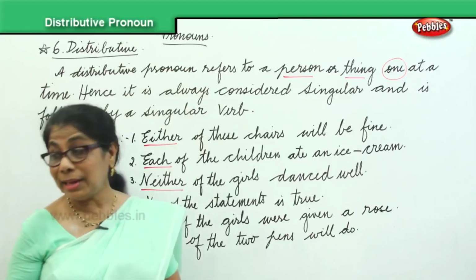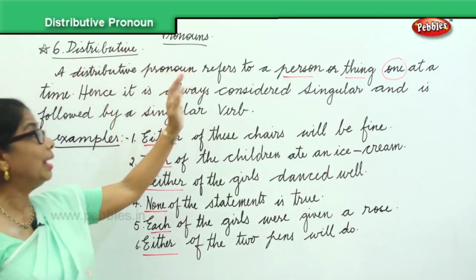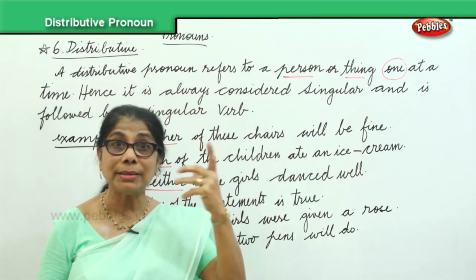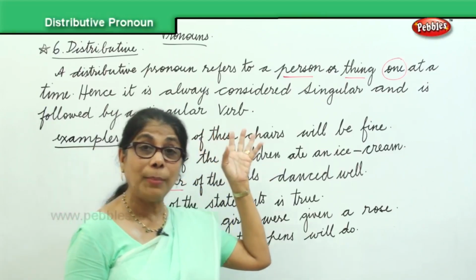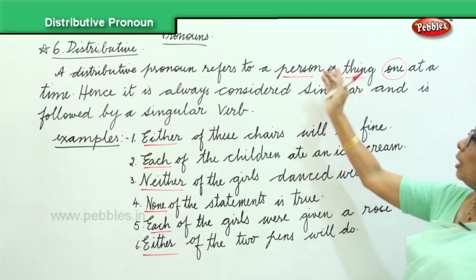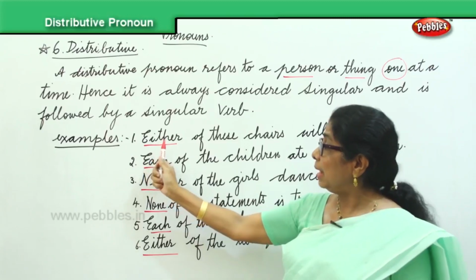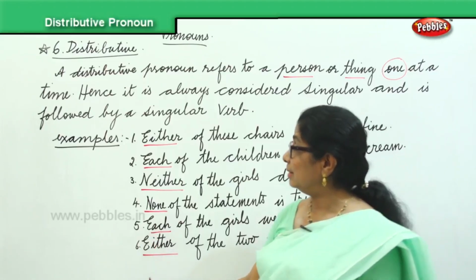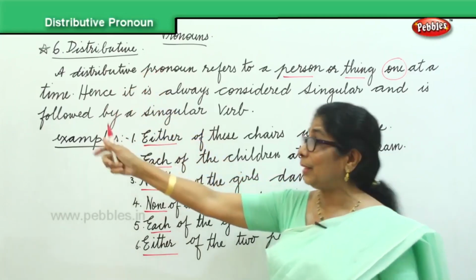So, we are talking about distributive pronoun. A distributive pronoun refers to one person or thing, one at a time. We are talking about things in singular, always followed by a singular verb. So, hence, considered singular. We are talking about one thing, so singular, followed by a singular verb. Examples: either, each, neither, none. All these are distributive pronouns. We're talking about one thing.